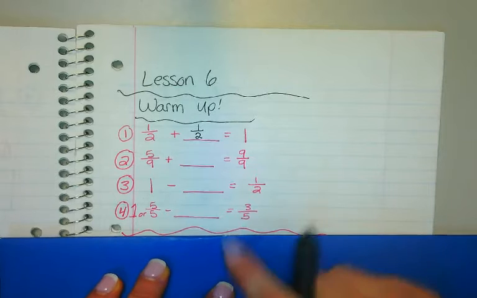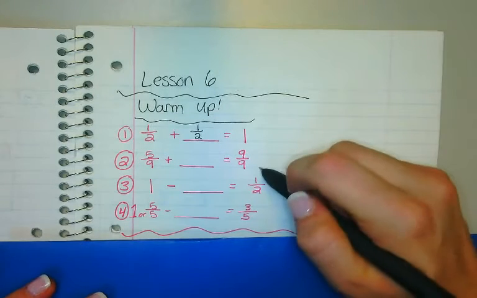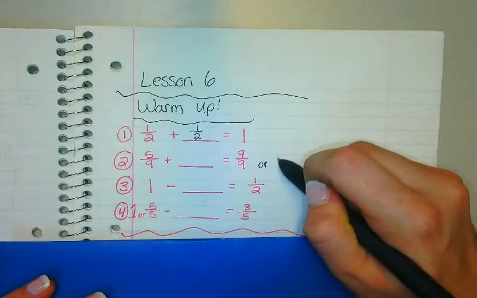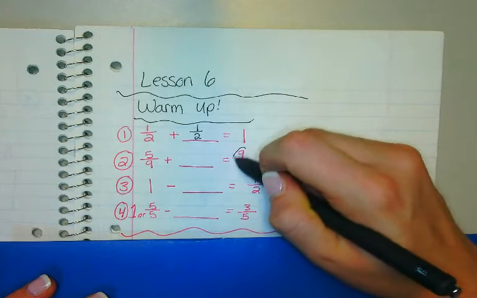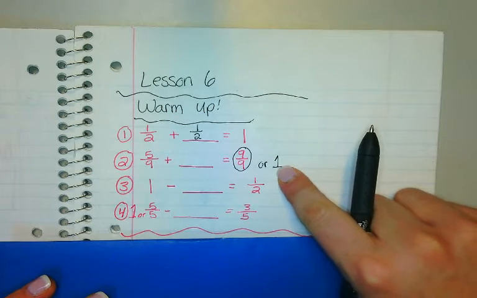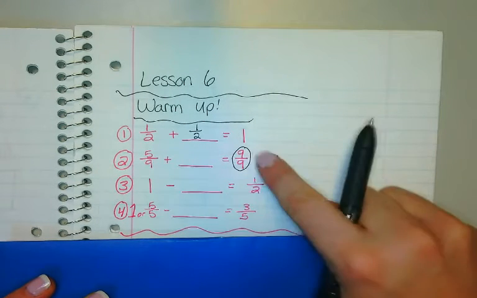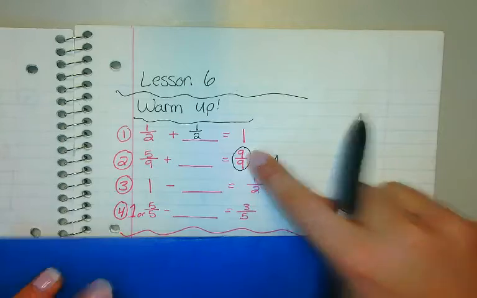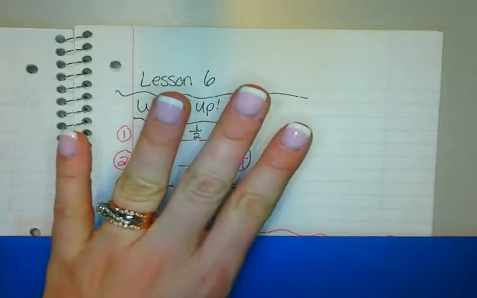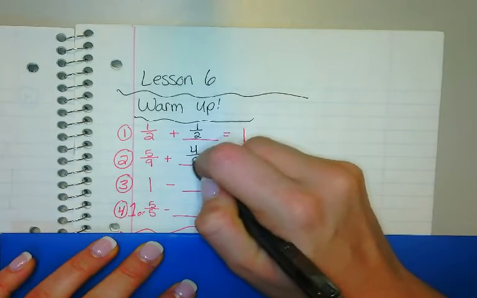Okay? Now down here for number 2, I have 5/9 plus blank equals 9/9. Well, I know 9/9 is the same thing as 1 whole, because anything that has the same numerator and the same denominator is equal to 1 whole. So if I have 5/9 plus, well, 5 plus what's going to get me 9? 5, 6, 7, 8, 9. I need to add 4 more to my numerator to get 9. So my answer is going to be 4/9.